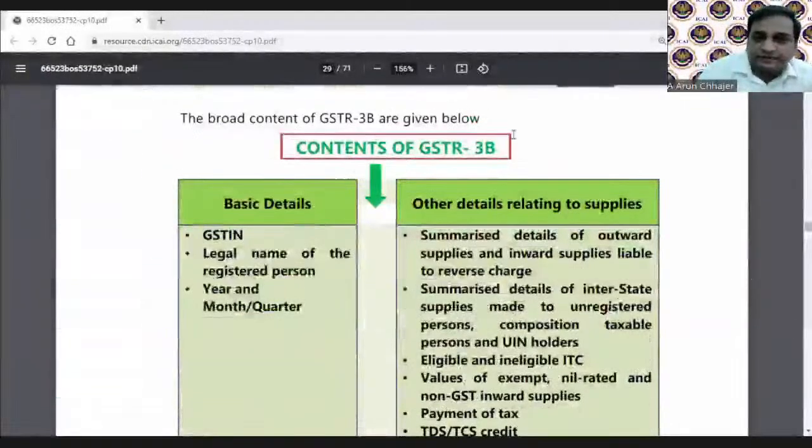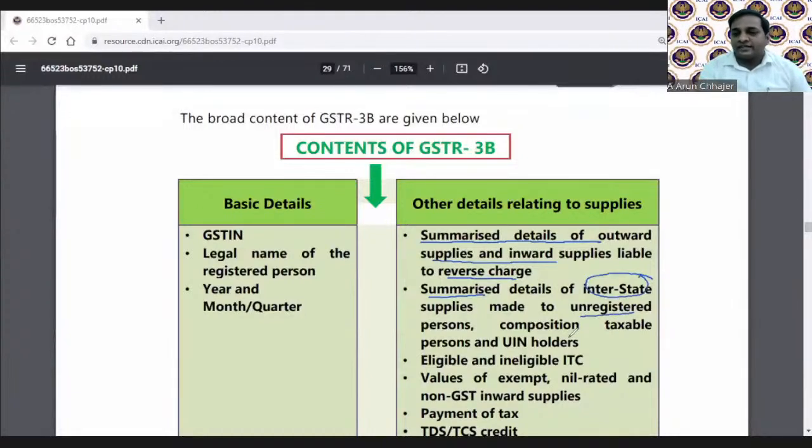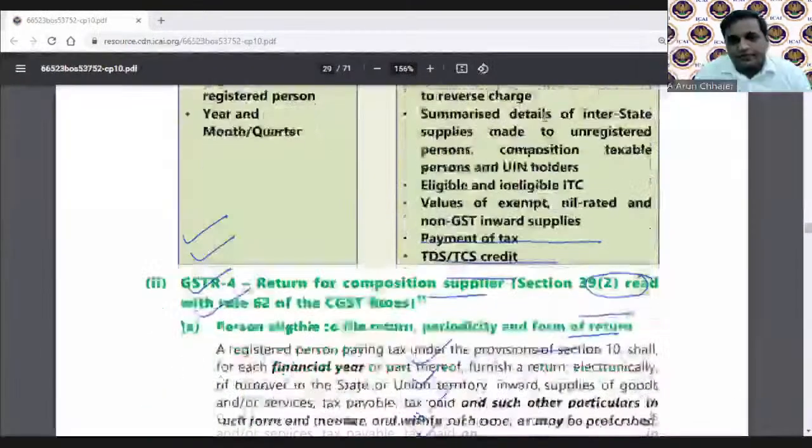Content of the 3B is summarized. See, in the GSTR 1, we are talking about the detail. In the GSTR 3B, we are talking about summarized detail of outward supply and inward supply liable to reverse charge, summarized detail of interstate supplies made to unregistered, composition dealer and UIN holder, eligible and ineligible ITC, exempt, nil rated and non-GST inward supply, how much you need to pay the taxes, what is the TDS or TCS credit, basic details, GST number, legal name, year, month and quarter. So that is the content of 3B.